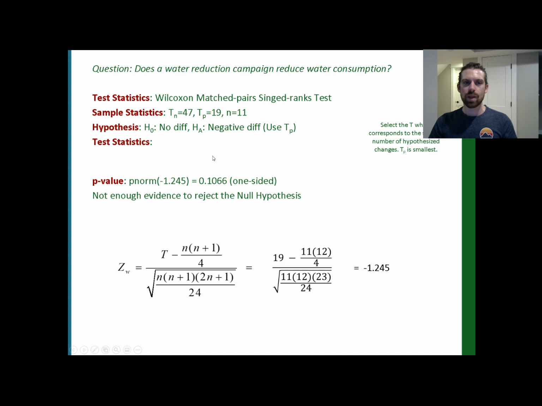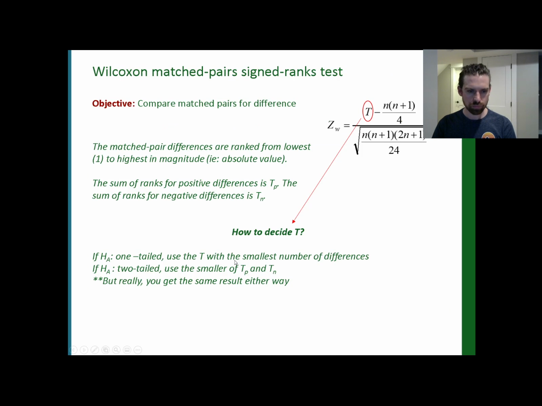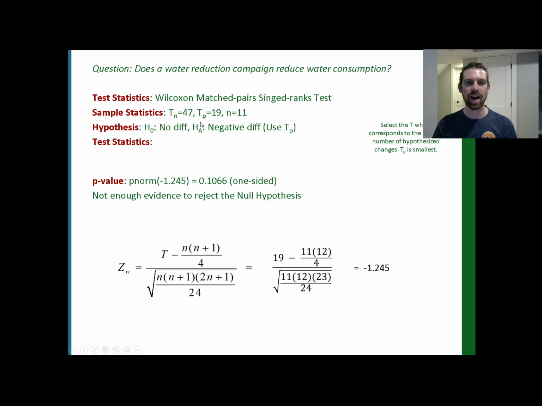So we can then put all of that together. We know that we're going to use this Wilcoxon matched pairs signed ranks test because that's what we're setting out to use here. It's non-parametric. It allows us to compare these different samples. And we've got the actual test statistics, which I mentioned before. So the number of samples is 11 households. The sum of the positive ranks is 19. And the sum of the negative ranks is 47.